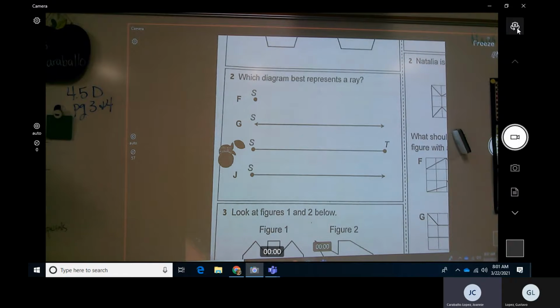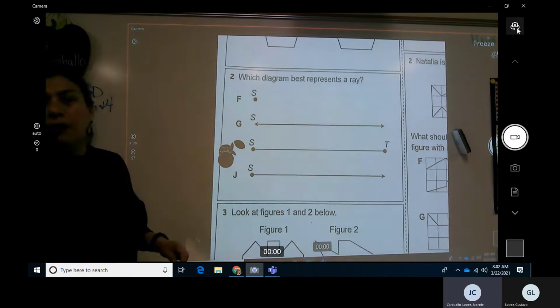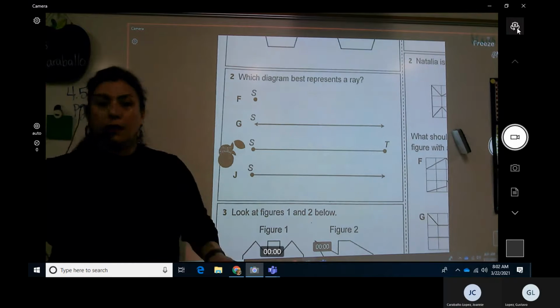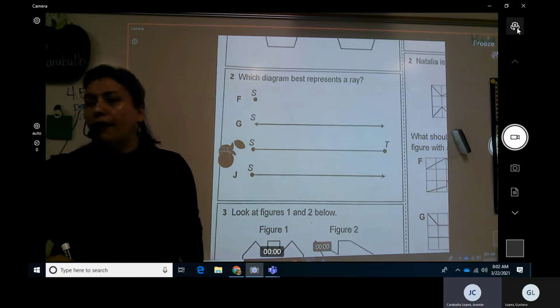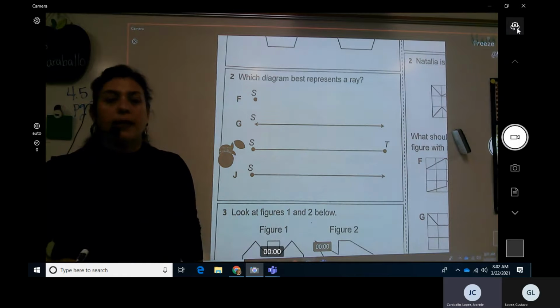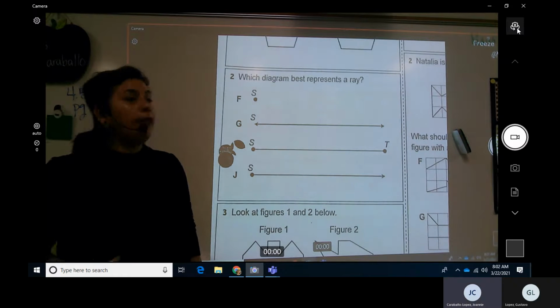Where is it? It's on the bottom right corner, right? Do you see it? Tell me some characteristics of a ray. What does it have? It has 2 points and what? Okay, so here's the thing about a ray. Read the definition in the back of that little paper. What does it say about rays? Say that again.